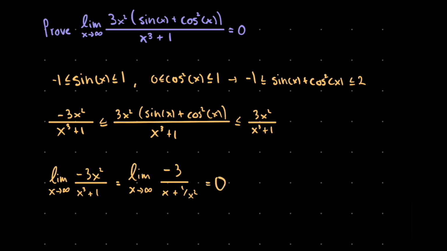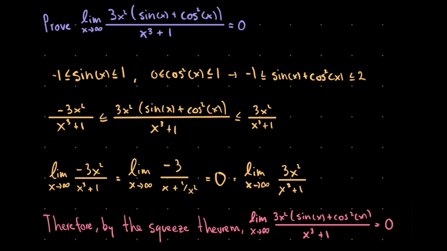And by similarity, you could also notice that the limit as x goes to infinity of 3x squared over x cubed plus 1 is also equal to 0. Although I would not recommend doing that if you're in an exam situation. I would definitely write out all the steps so that you don't lose some easy marks on this. And so we could write our final concluding statement. Therefore, by the squeeze theorem, the limit as x goes to infinity of 3x squared times sine x plus cos squared x all over x cubed plus 1 is equal to 0.